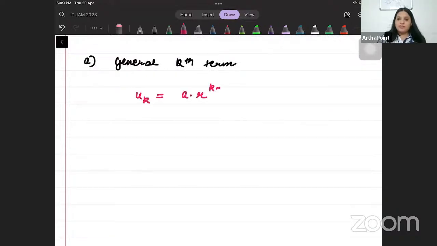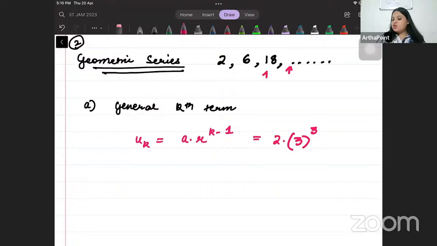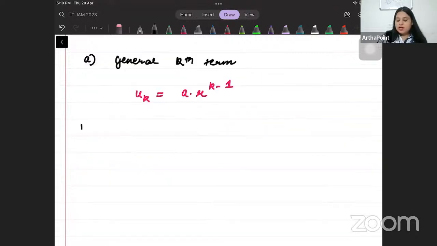minus 1. So if I have to find out the fourth term here, it will be the first term, the common ratio is 3, to the power 4 minus 1, 3. This is going to be the fourth term. Is this clear? If I have to find the third term, it will be 2, 3 to the power 3 minus 1. So 2, 3 square. So 9 into 2, 18. And so on. So this is how you can find any kth term. The second thing that comes important here is the sum to n terms.